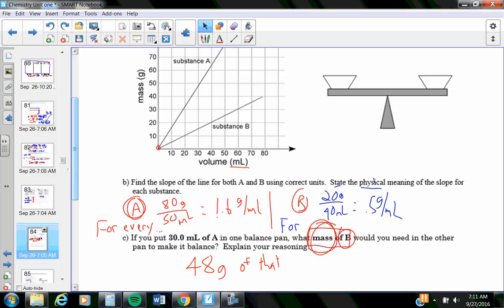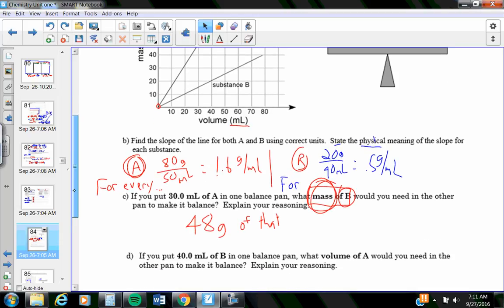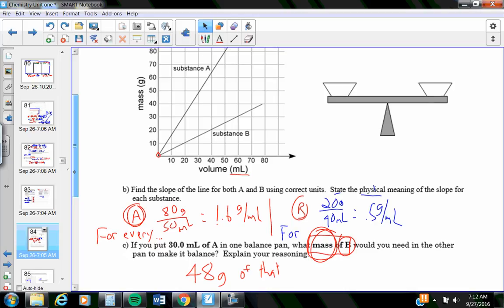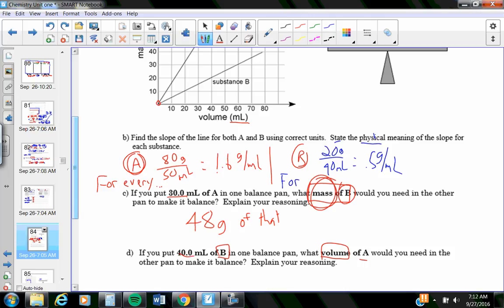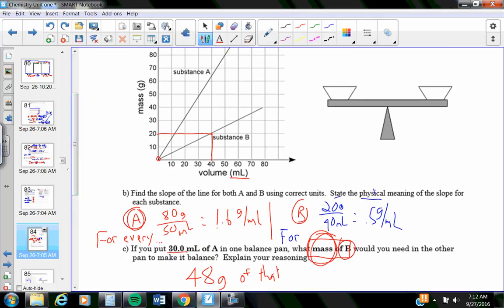The next one asks you to go a little bit further. What if you put 40 milliliters of B? What volume of A would I have to put in the pan to make it balance? So the first thing is to figure out, what's the mass of 40 milliliters of B? I go 40 milliliters, go up till it hits the B line, ask myself, what's the mass? It's going to be 20 grams of B. So I need 20 grams of A.